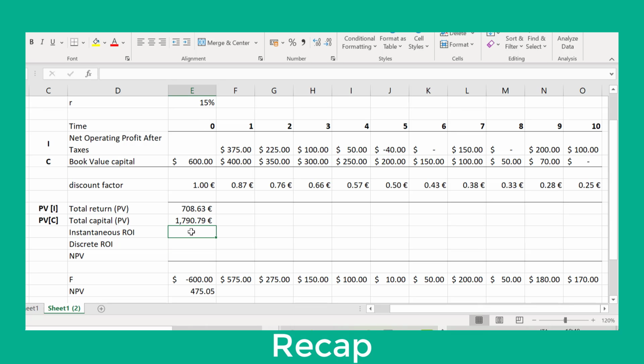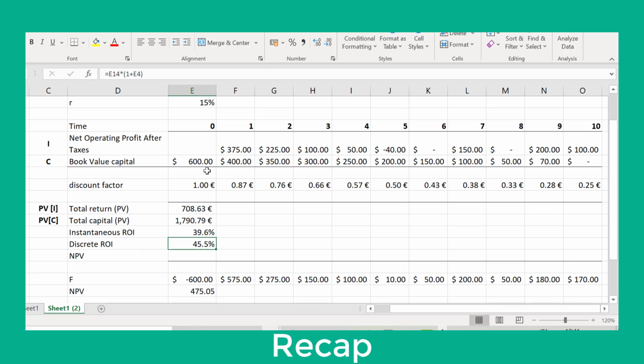We can get an intermediate rate of return, which is the instantaneous rate of return, by dividing the present value of incomes by the present value of book values, and the discrete return on investment, the project's rate of return, is the instantaneous rate of return times 1 plus the cost of capital. This rate of return, 45.5%, is compared with the cost of capital. It is greater than the cost of capital, so the project creates value.